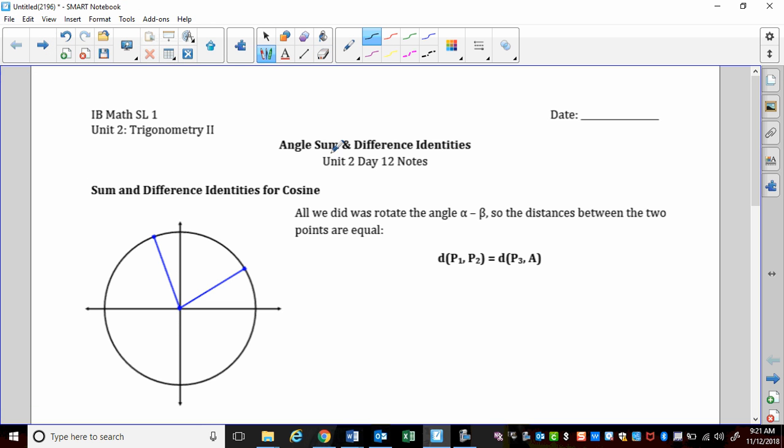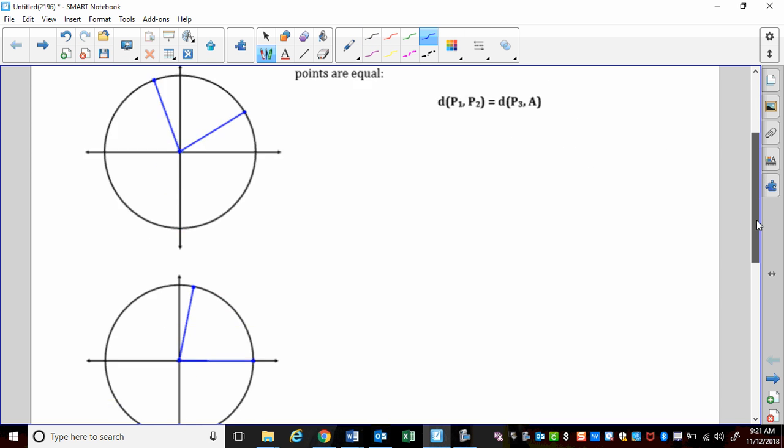Good morning. This is Unit 2, Day 12 notes. We're going to go over the sum and difference formulas for cosine and sine.